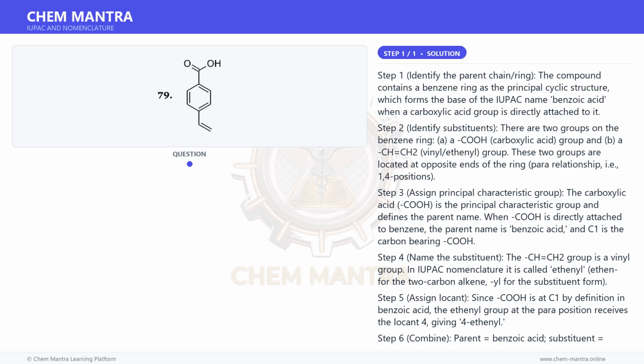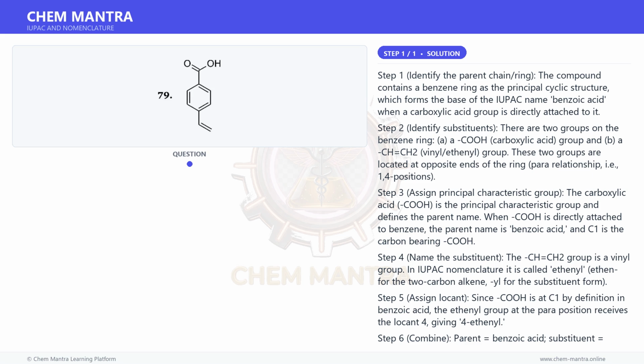The compound contains a benzene ring as the principal cyclic structure, which forms the base of the IUPAC name benzoic acid when a carboxylic acid group is directly attached to it. Step 2. Identify substituents. There are two groups on the benzene ring, A, CHO, carboxylic acid group, and B, CH=CH2, vinyl ethanol group. These two groups are located at opposite ends of the ring, para relationship, i.e.